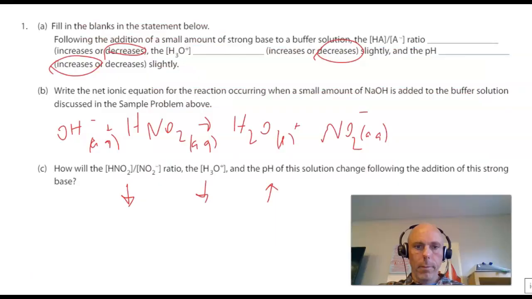All right, so following the addition of a small amount of strong base to a buffer solution, the HA to A- ratio decreases. The hydronium then decreases also, and that causes the pH to increase. Here's the net ionic equation for when sodium hydroxide, again, sodium spectates, so we're just dealing with hydroxide here, interacts with this buffer solution. The buffer solution is the one from the prior problem with the nitrous acid and nitrite. So the hydroxide will react with the acid, generating water, and that acid's conjugate base.